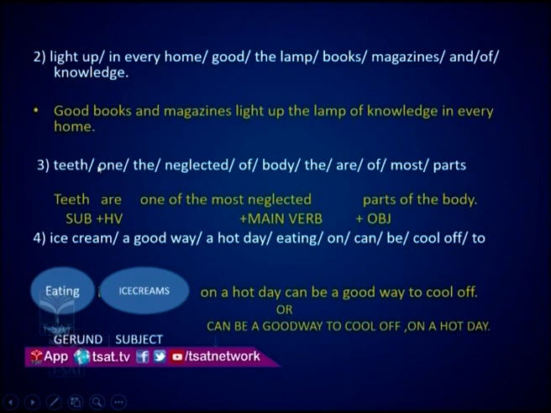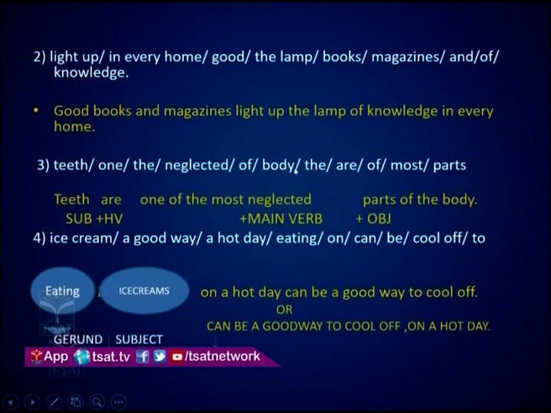Teeth are one. We have read in earlier episodes, I have explained that whenever one comes, it should be followed by of and the. Teeth are one of the. Whenever the is used, superlative degree, most should be used. Here most is given. Teeth are one of the most. What are they? After helping verb, there should be a main verb. So, teeth are one of the. This all comes under the beginning of the subject. The subject is teeth, helping verb, one of the most.